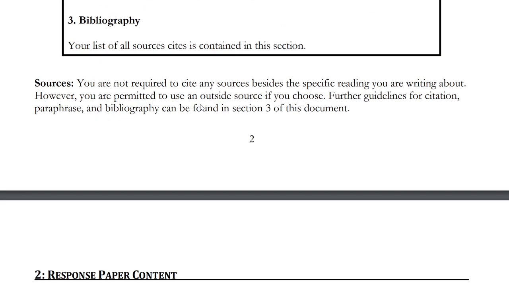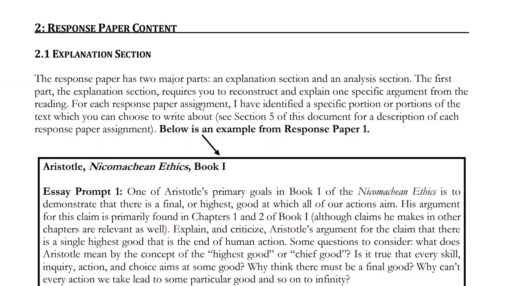Let's get more into the meat of the paper, and specifically let's talk about the explanation section. So as I said, the response paper has these two major parts: the explanation section, where all you are doing is explaining the argument you're writing about, and an analysis section.